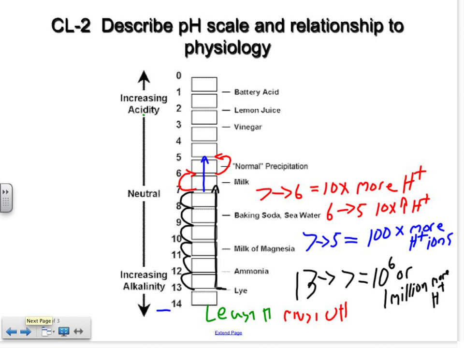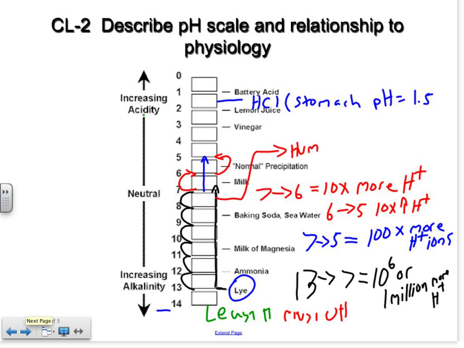Some things to point out: lye at 13 is a very strong base. Hydrochloric acid, like the type found in our stomach, so our stomach acid, is around 1.5. Human blood, human blood's homeostatic pH is 7.4. Since it's a logarithmic scale, there are no units for the pH scale.